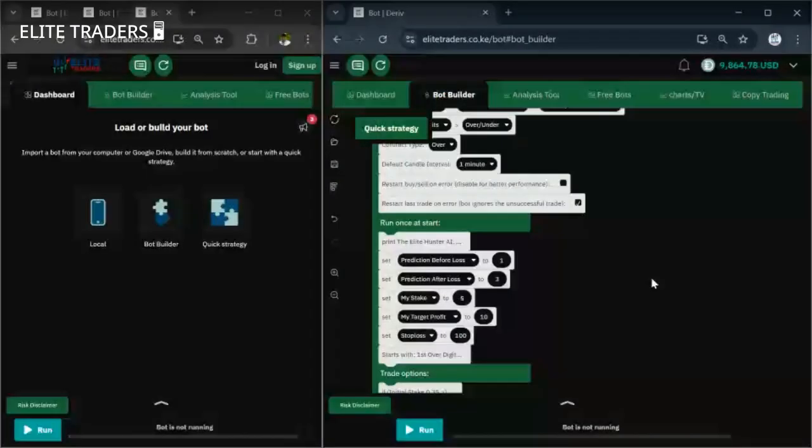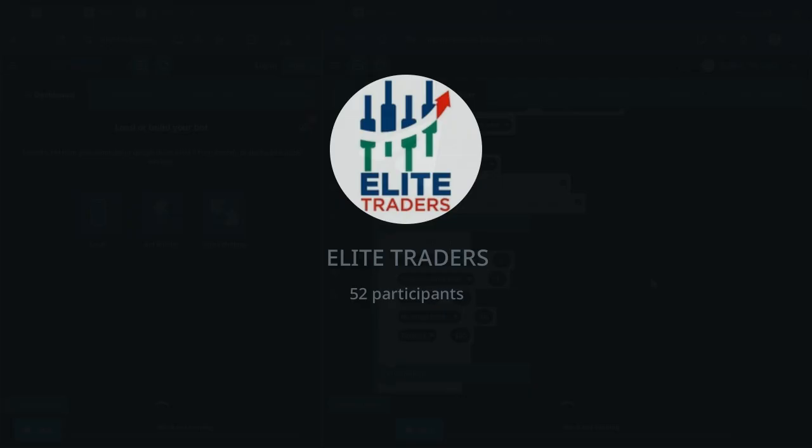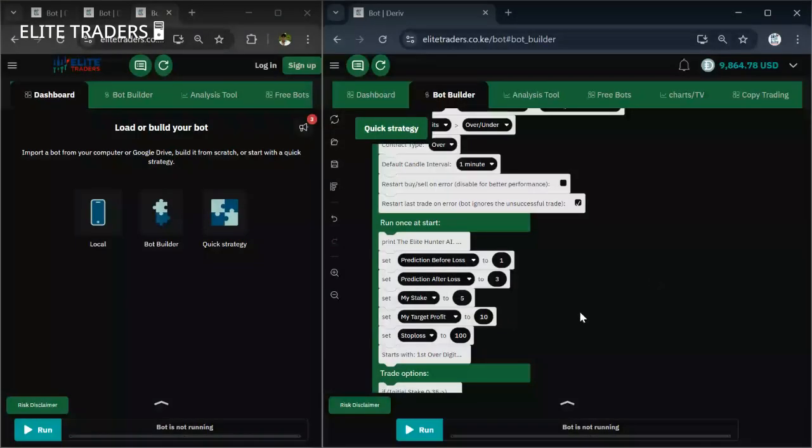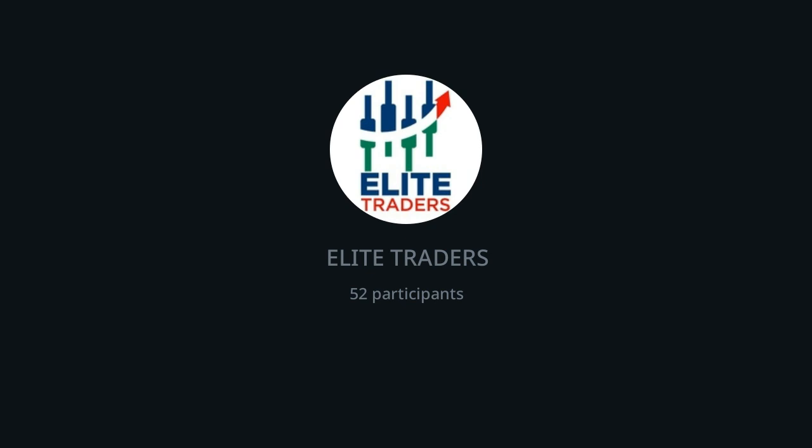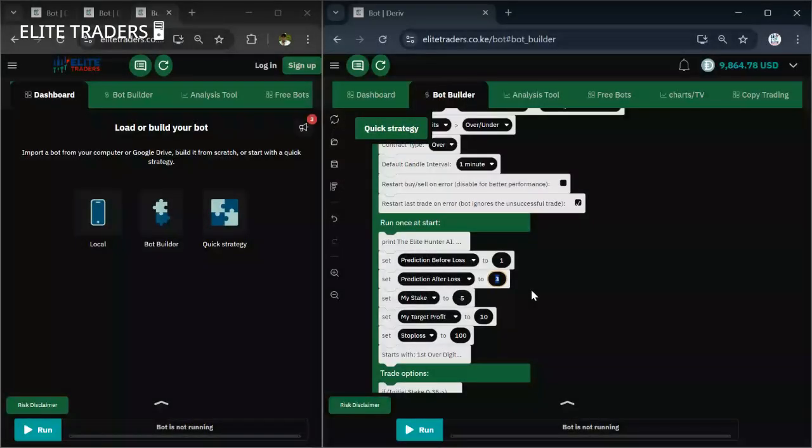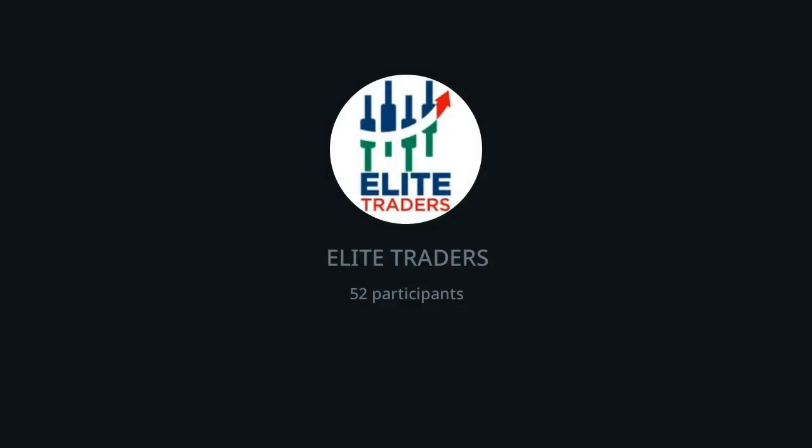Now, even though the robot does auto analysis, you can do your own analysis, which will give this robot the best and instant recoveries. This is where you set your first prediction. Then this is where you set prediction after loss. Then we also have this part where you set your stake, and this is where you set your target profit and the stop loss.